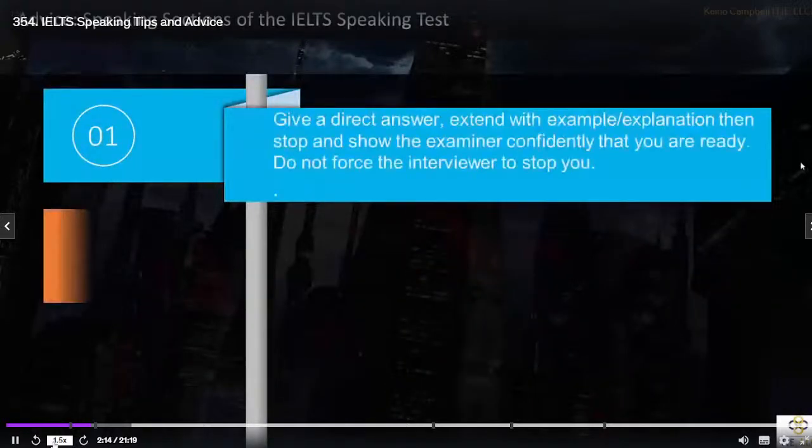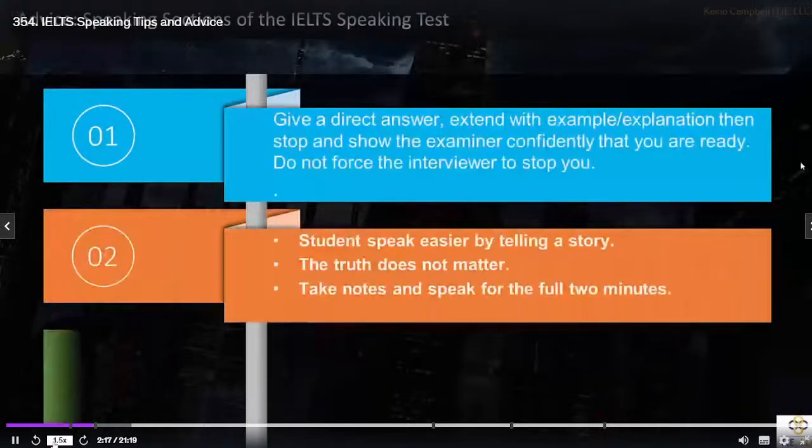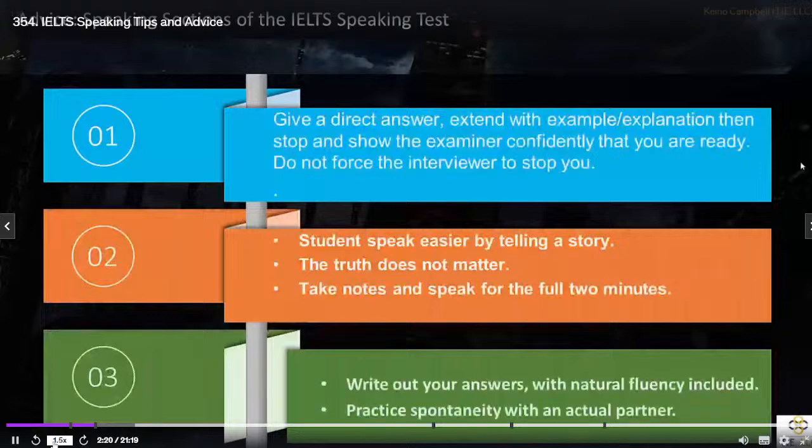Now, here's some more basic general advice about the different sections. In part number 1, give a direct answer, extend it, and then explain. Then stop, smile, and show the examiner that you're ready to move on to the next question. Don't just ramble on and on, where the examiner has to stop you every single time. In part number 2, one of the best ways to think about it is that you're telling a story. Tell a story. And keep in mind, the truth does not matter. They're grading you on how you say something, not what you say.